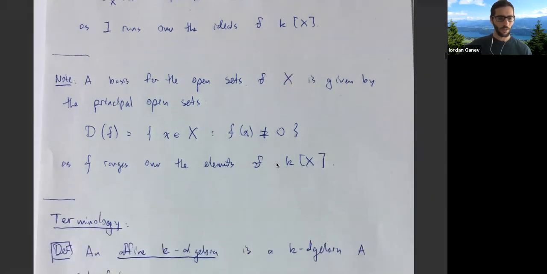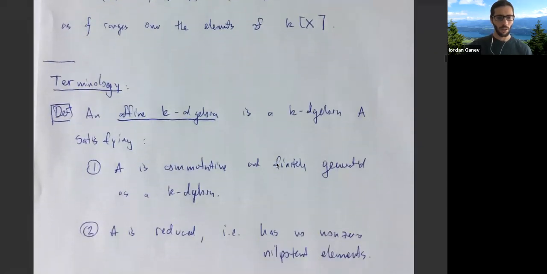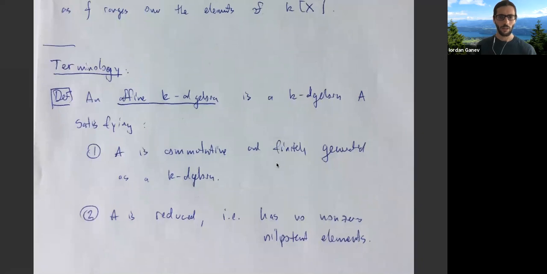Okay, so some terminology. An affine K-algebra is a K-algebra satisfying the following two conditions. So first of all, it's commutative and it's finitely generated as a K-algebra. And second of all, it's reduced. It has no non-zero nilpotent elements. That's what reduced means.